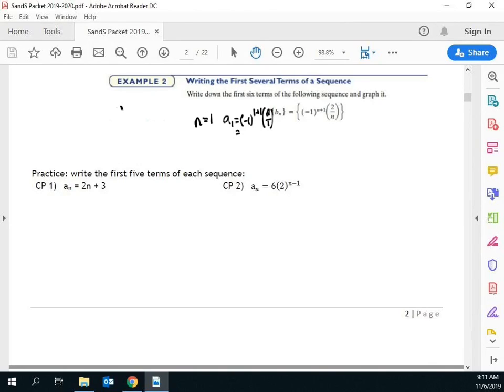So, what is negative 1? Well, what's negative 1 raised to the squared? What's negative 1 squared? 1, positive 1. Times 2 over 1, what does that simplify to? 2. So the answer actually just ends up being 2.